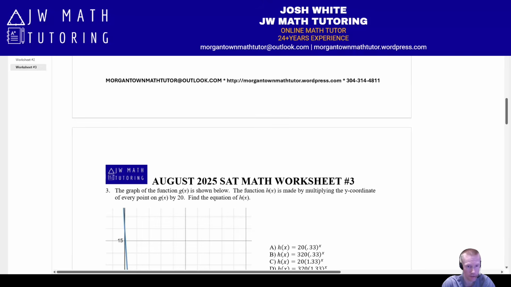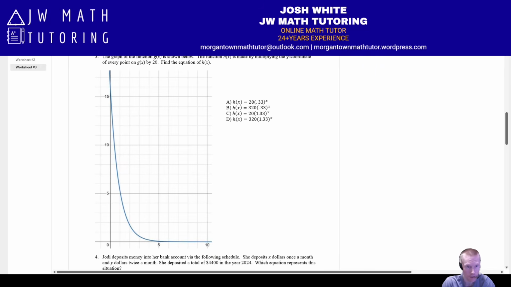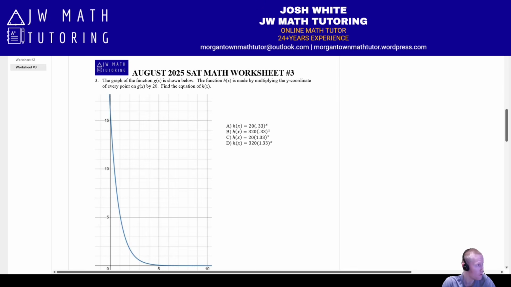All right, let's move on to question number 3. I'm going to have to zoom out to fit this whole thing on here. Okay, so basically, I believe for this question you were given a graph. I don't know if you were given the actual curve or just random points, but you were given the graph of a function, I believe an exponential function, and then you're told a new function is made by multiplying the y coordinate of every point on the original function by 20.